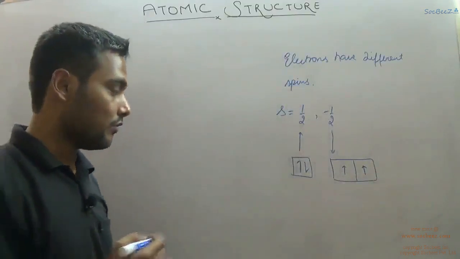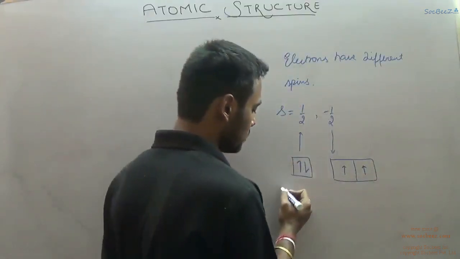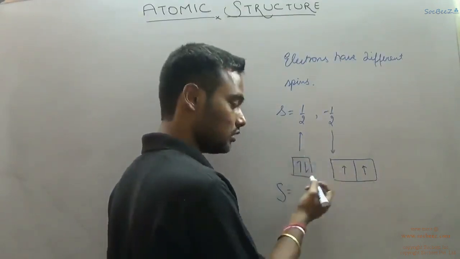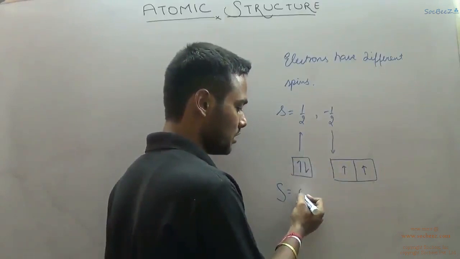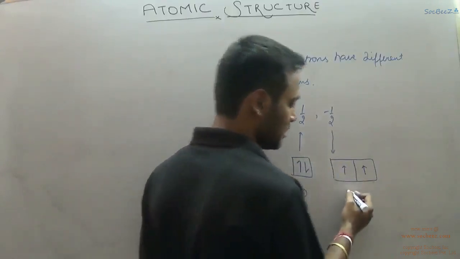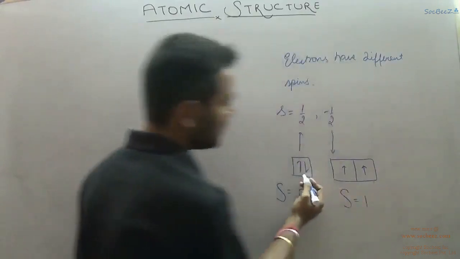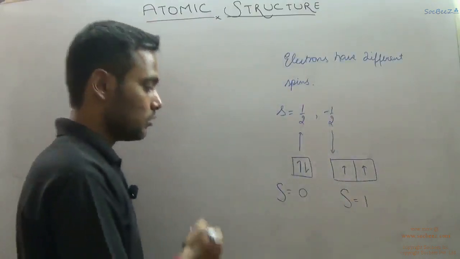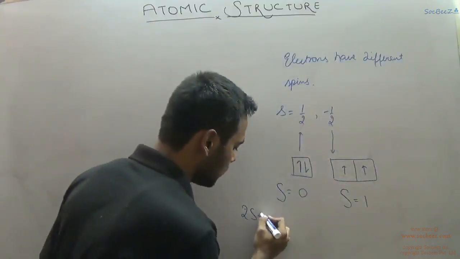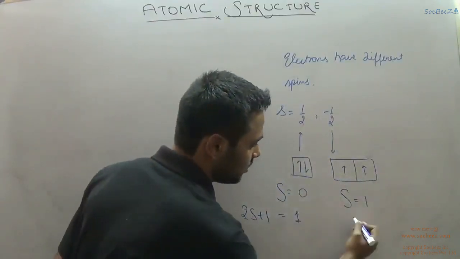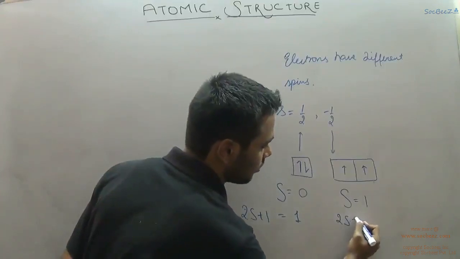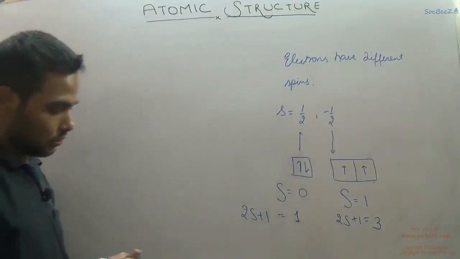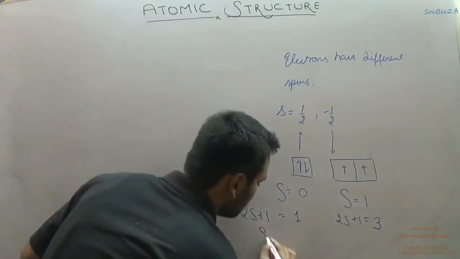Now in this case, since they have opposite spins, capital S is the sum of the spins of both electrons. It is plus half minus half, which is 0, whereas in this case it is plus half plus half, so capital S is 1. So the value of 2S plus 1 in this case is 1, and in this case it is 3. This is known as singlet.